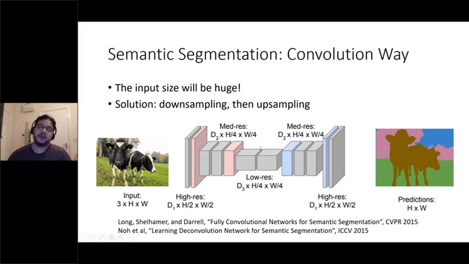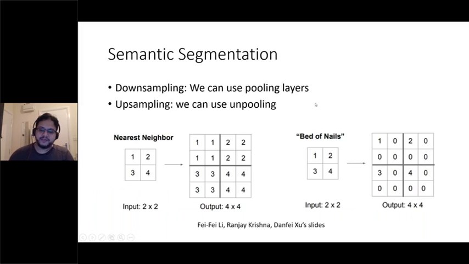But after this, after encoding, after detecting these big shapes, we do the reverse thing. The reverse thing, we call it upsampling, like in here. So here, 1 becomes, we call it nearest neighbor, we just duplicate it. Or bed of nails, where we just put everything else to 0 to make it bigger. This is a little bit like the reverse of the pooling.